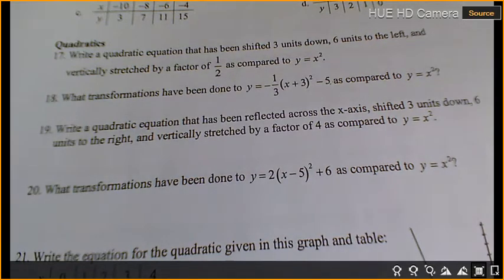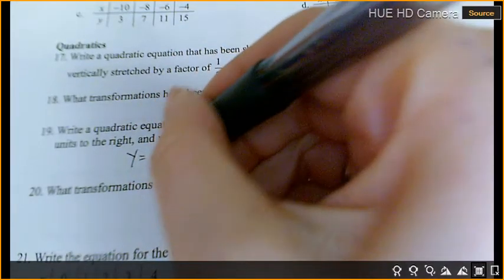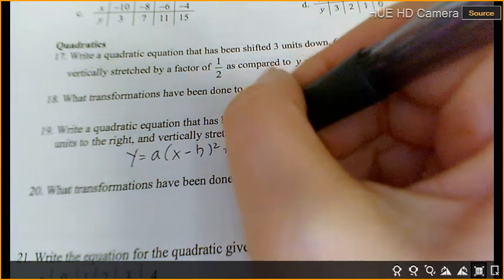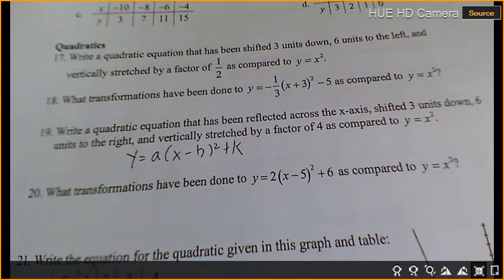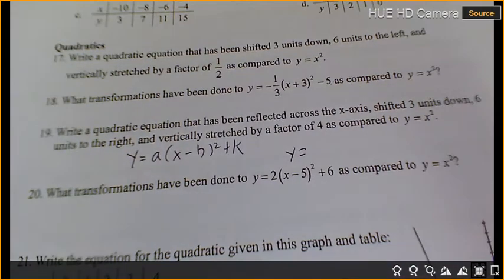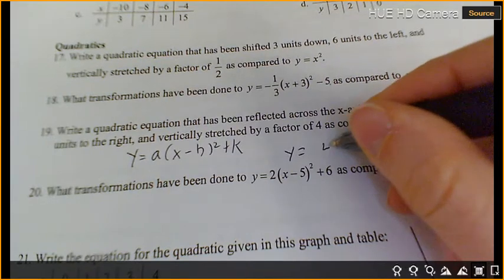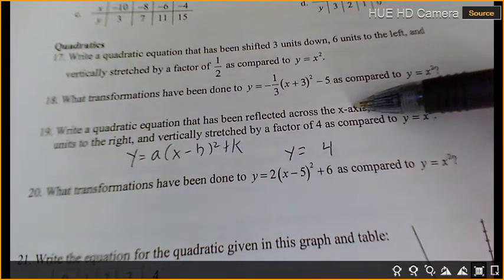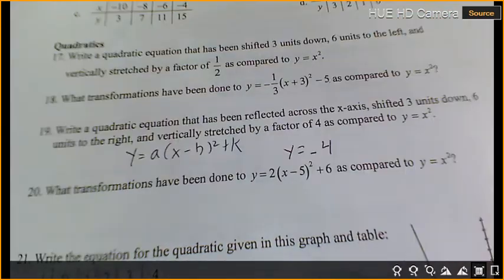Okay, 19. Write a quadratic equation that has been reflected across the x-axis, shifted 3 units down and 6 units to the right, and vertically stretched by a factor of 4. Okay? So remember, again, we're putting it into y equals a times x minus h squared plus k. So what do we want to fill in first? The a? Okay, so what's the a going to be? Where does it say it's stretched? 4. Okay. It does say it's reflected across the x-axis. What does that mean? It means this is negative when it's reflected across the x-axis.